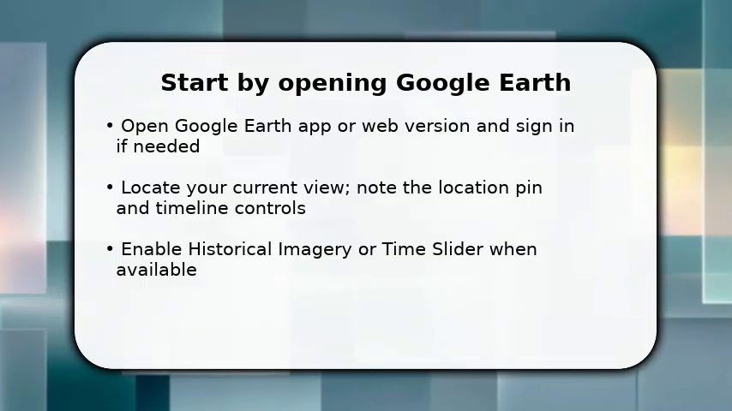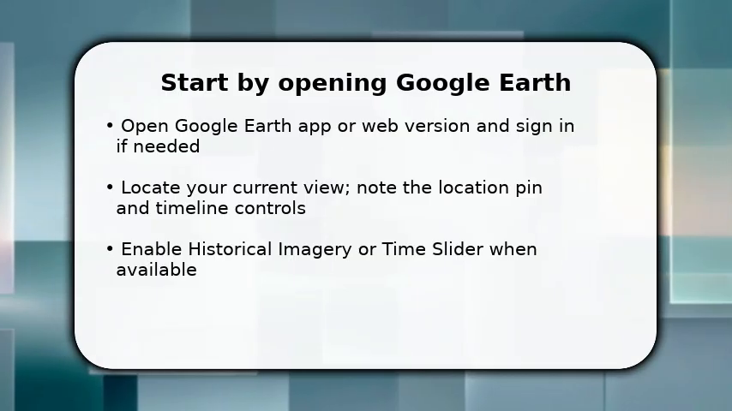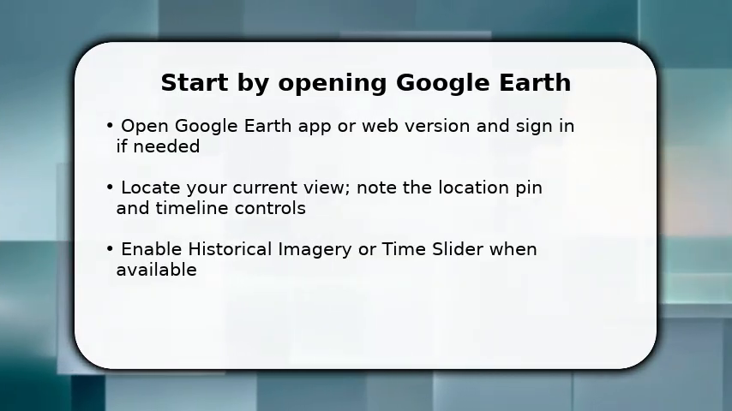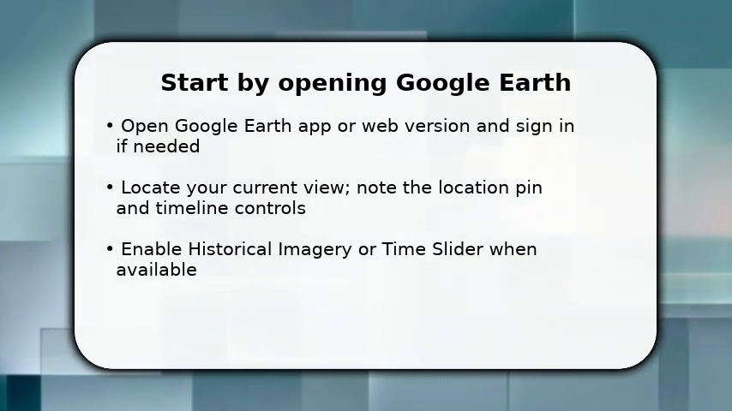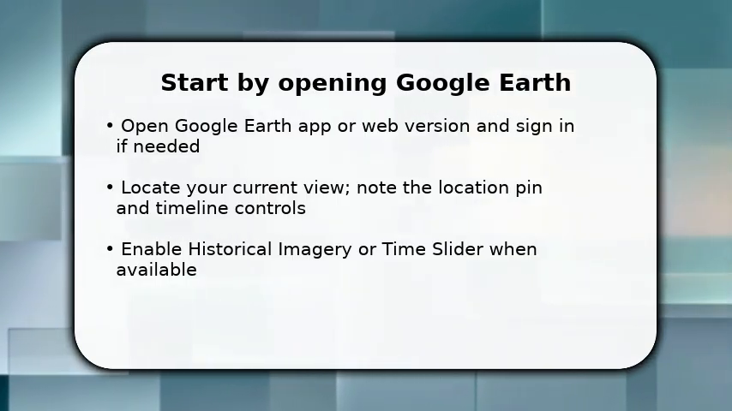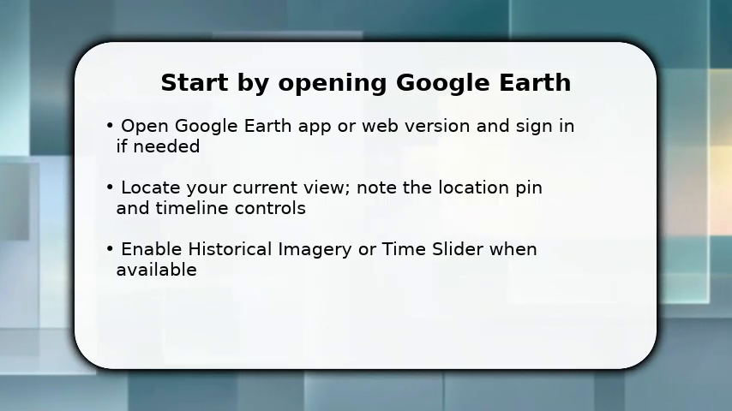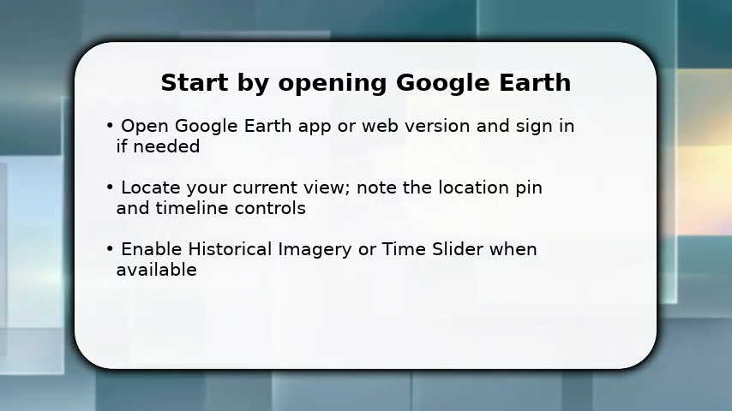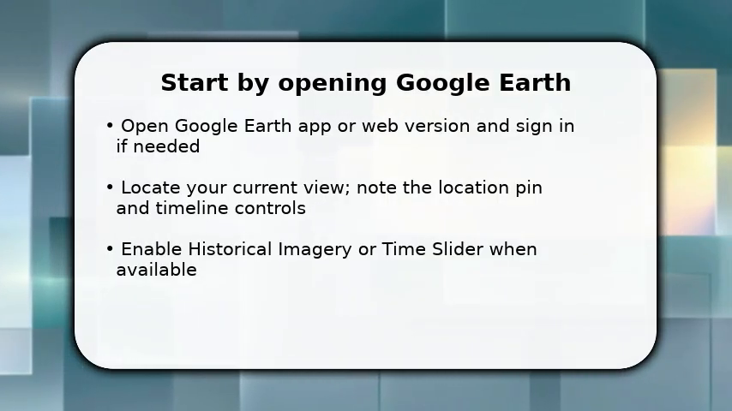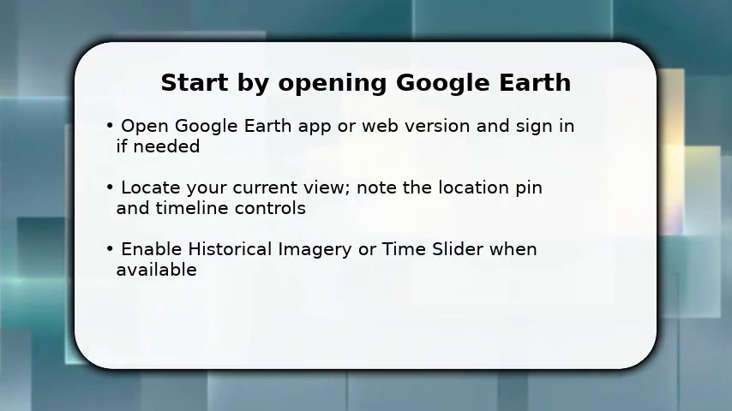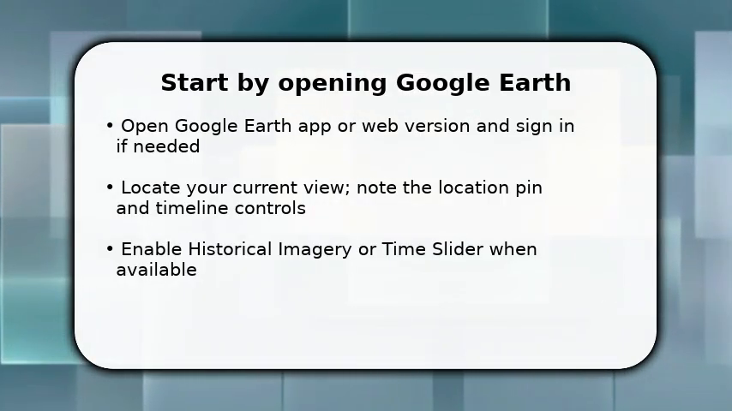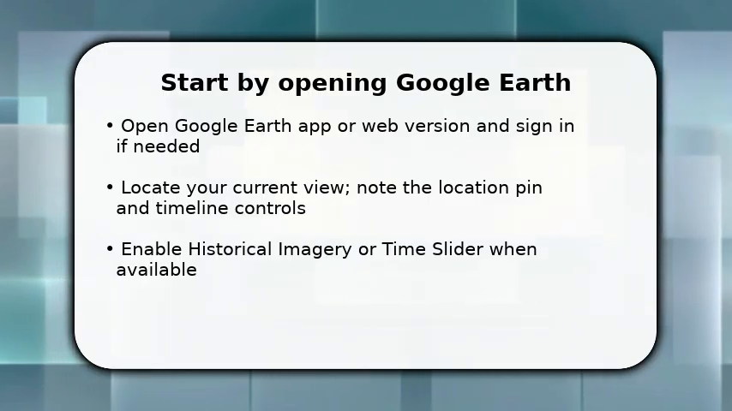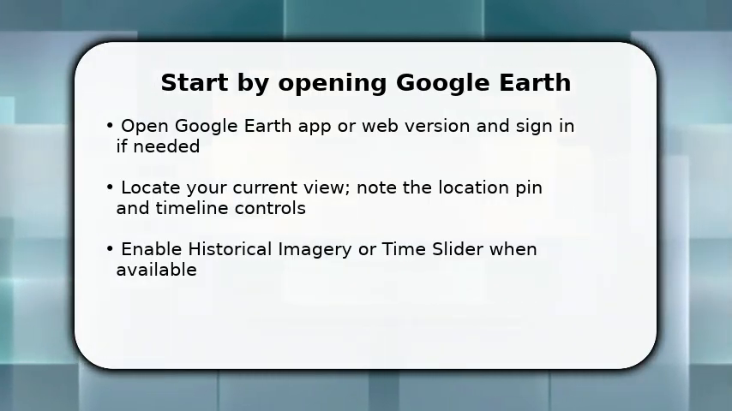You start by launching Google Earth and loading the location you want to travel back from. Once the map and imagery finish loading, make sure you can see the timeline or clock icon. This exposes historical imagery. If you're on the web, click the clock or menu to reveal the time slider. If on desktop, enable historical imagery under the View menu. This step unlocks past imagery layers, so do it now before attempting to scrub dates or change altitude.